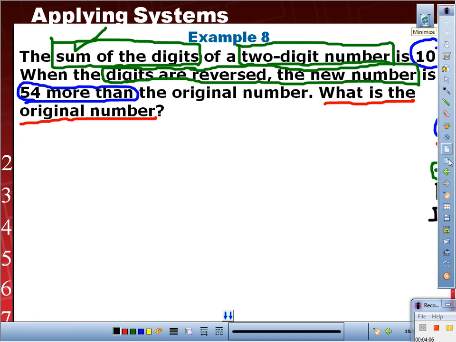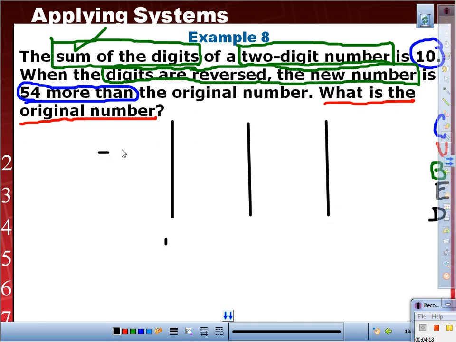So since we're dealing with systems, how many lines down? 3. 1, 2, 3, and 2 across.